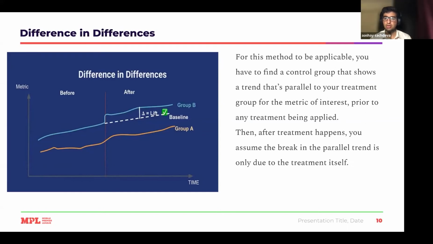Now you have that group, and you also have the group on which you want to bring an intervention. Once you actually bring an intervention, whatever uplift you see from the baseline can be attributed to the intervention we have made. So this is fairly straightforward. In the image, you can see group A and group B. The red line is when we introduce the intervention, and we see an uplift in group B's metric, and that lift is what we are attributing to the intervention itself.